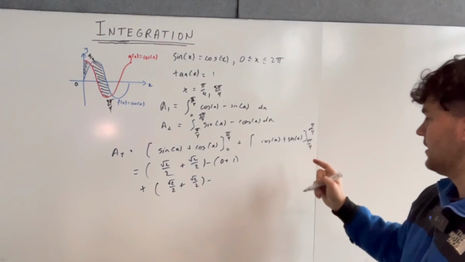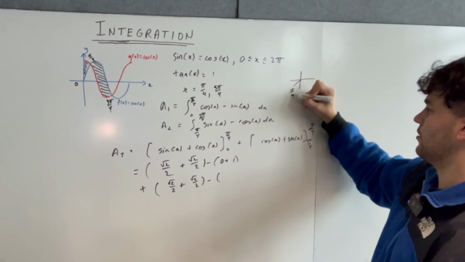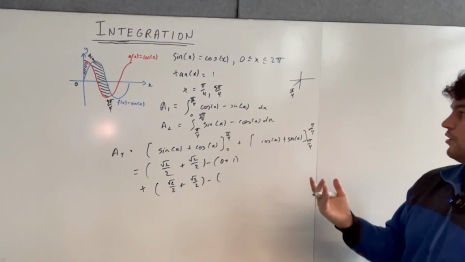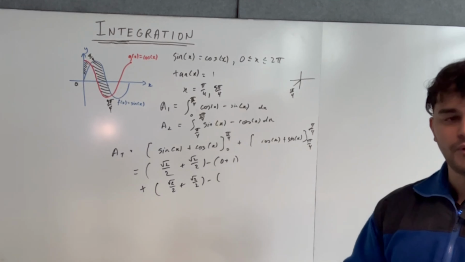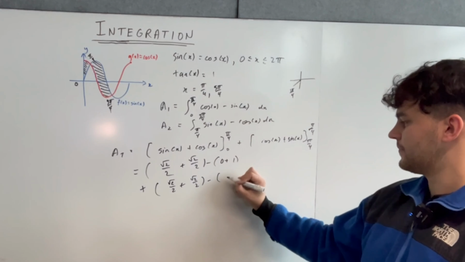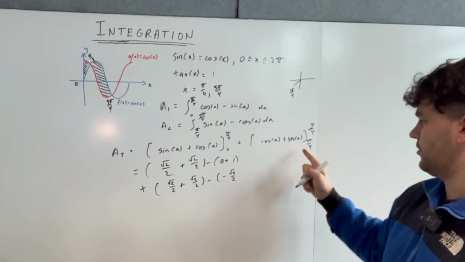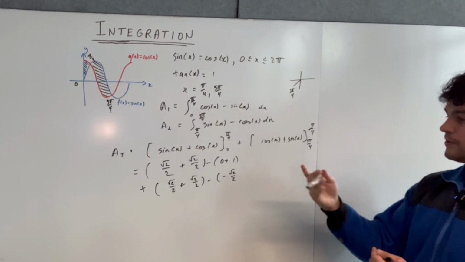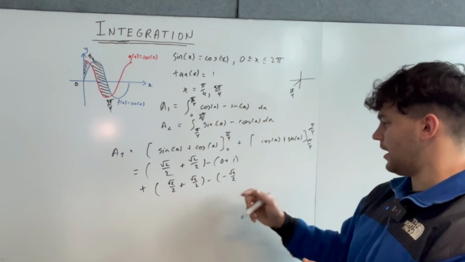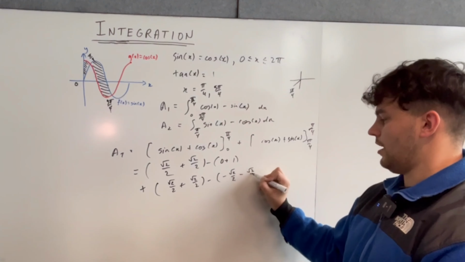Now, we minus the substitution of 5 pi on 4. This is where it gets a bit more confusing. So I'm just going to draw the unit circle. 5 pi on 4 is in the third quadrant, and in the third quadrant, both sine and cos are negative. So what's going to happen here is we're going to have negative root 2 on 2, because when we simplify that angle, it ends up becoming pi on 4. So it'd be minus root 2 on 2 minus root 2 on 2.